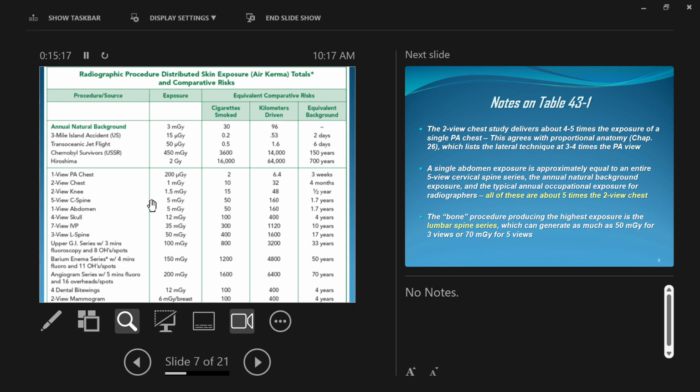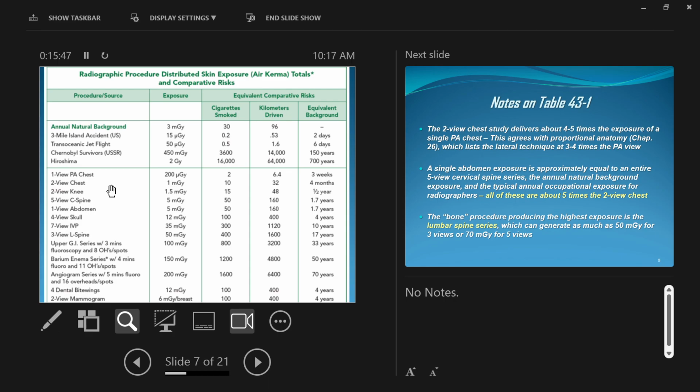That would be your third view, though, right? Okay, so a 2-view chest series, which is the second one down here, right? That gives 1 milligray. It's the most common exam. Many people get a chest exam every year, but that 2-view chest exam, even at only 1 milligray, is equivalent to 4 months of natural background. It's adding on 4 months of natural background to this patient's life, right?